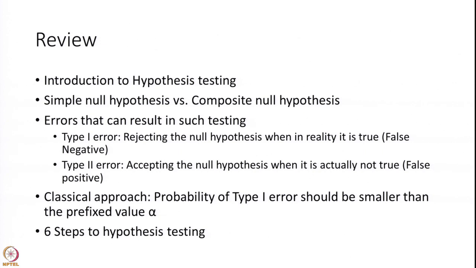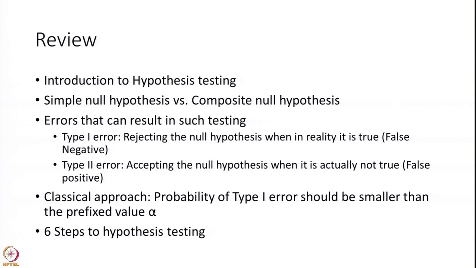When we make such a decision that the null hypothesis is true or not true, in any such situation, we commit two kinds of errors. The first error, type 1, is called rejecting the null hypothesis when in reality it is true. In medical parlance, it is known as false negative. And the type 2 error is called accepting the null hypothesis when in reality it is not true. This is called false positive.